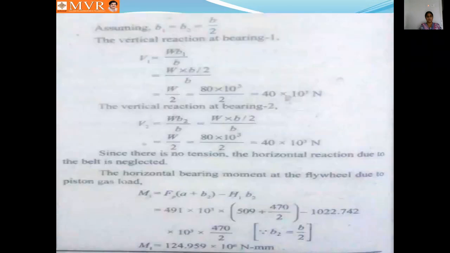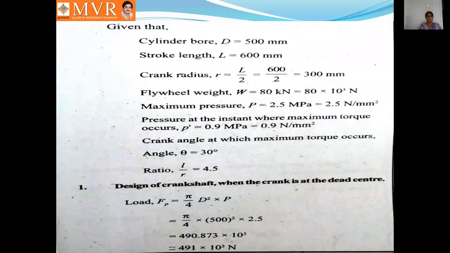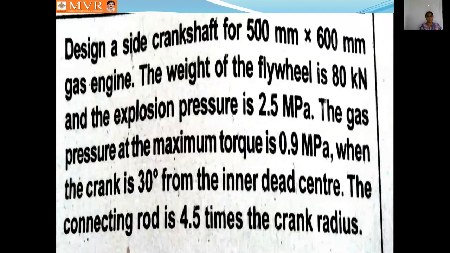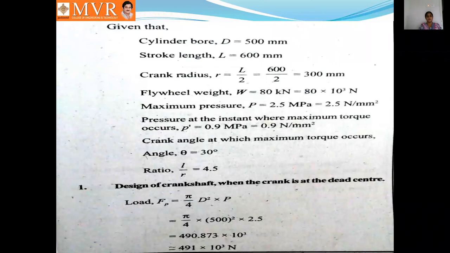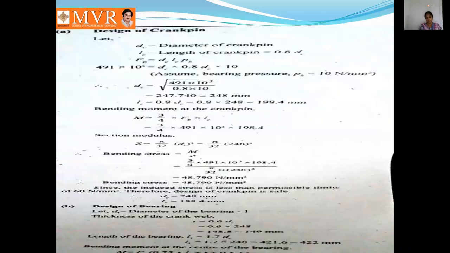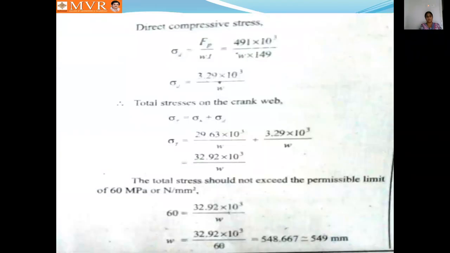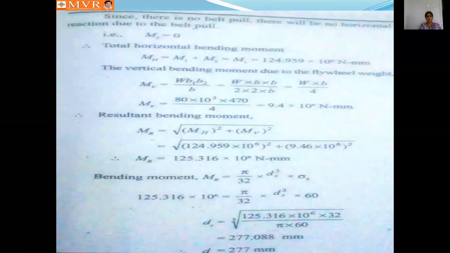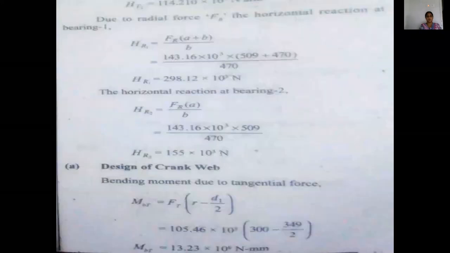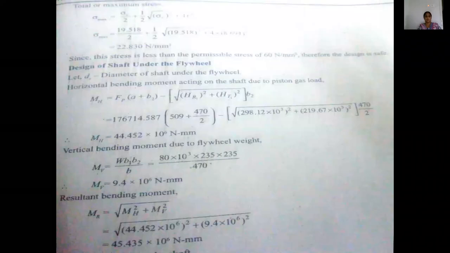Okay, next we see the problem on crankshaft. The problem on crankshaft is the same. You can follow the procedure which we had discussed in the design process. You will find out the crank pin at the dead center. Okay, you will find out the design of crank pin. Next, you can find out the design of bearing, and you can find out the design of crank web. Okay, same like that only, and also you can find out the maximum torque applied in the procedure.